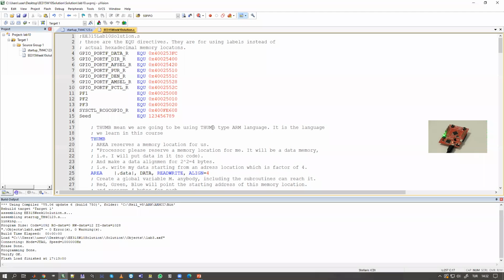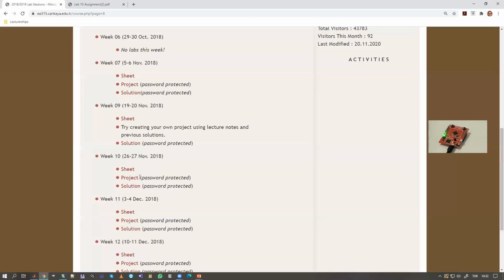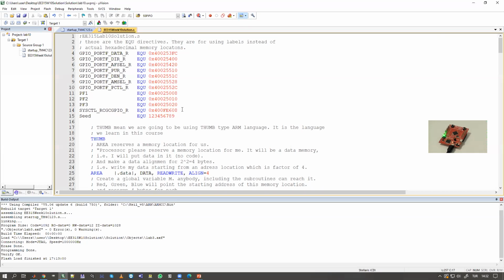Let's get back to our code. So this code is the solution that you'll download from here. If you click this, you'll get this code. As you can see, guys, I have the GPIO port F data register here, and all the necessary data control registers of port F, I already defined them. So in my code, I don't have to use these address values. I'm going to use these names so that my code will be easier to read.